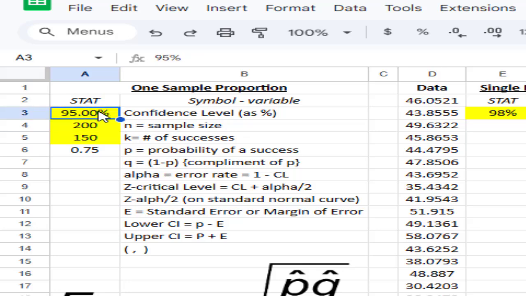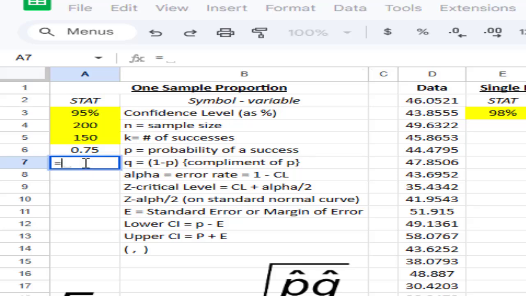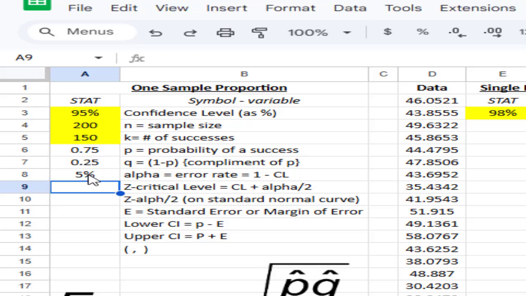And then that way, you don't have to worry about typing in the decimal equivalent of whatever percentage you're dealing with. Okay. Now, Q is always just 1 minus P, so we can literally just do equals 1 minus, and click on the cell where P is, and there's my 25% to go with 75%. Okay, your alpha is your error rate, which is always 1 minus your confidence level, so that's equals 1 minus my confidence level. So there's my alpha, and I've also formatted this as a percentage.